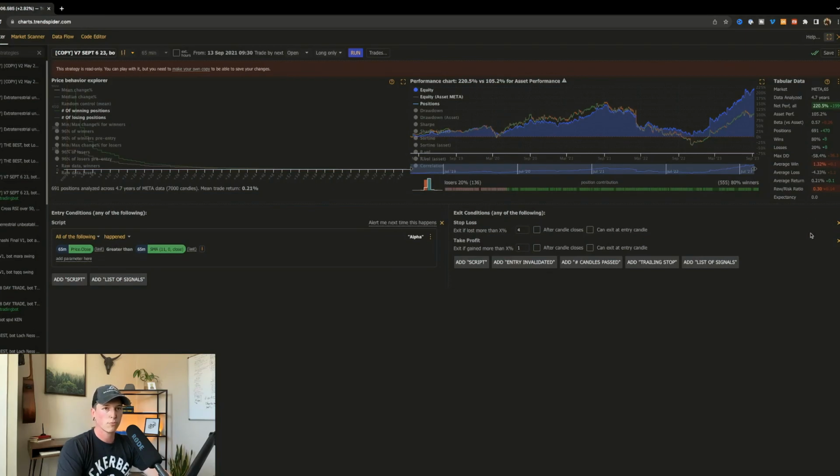Average win 1.32%, average loss 4.33%. So for those of you who are professional traders or you've been trading a while, the first thing you're going to notice is that this is one of those strategies where you're consistently winning and you're consistently hitting singles. When you lose, it is usually 4 times your win, but because we're hitting so many trades and because we're consistently winning, we're ultimately making way more than we're losing.